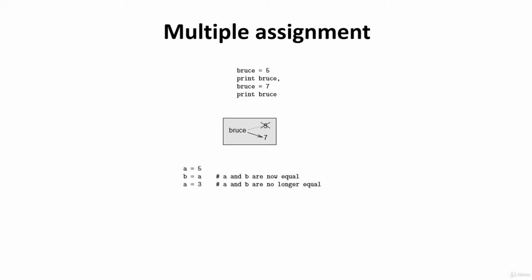This looks like this: bruce = 5, print bruce, bruce = 7, print bruce. The output of this program is 5 and 7, because the first time bruce is printed, his value is 5, and the second time his value is 7. The comma at the end of the first print statement suppresses the new line after the output, which is why both outputs appear on the same line.